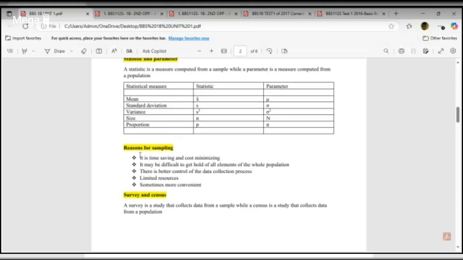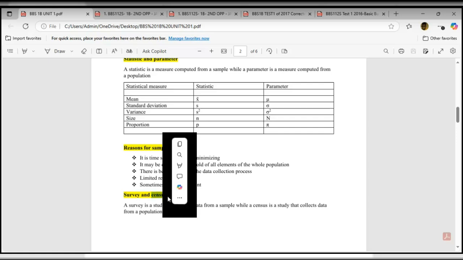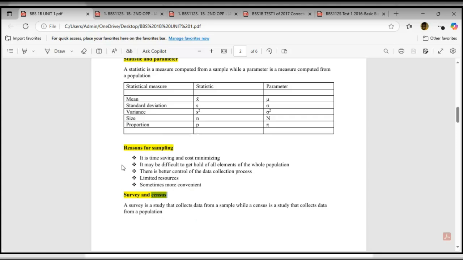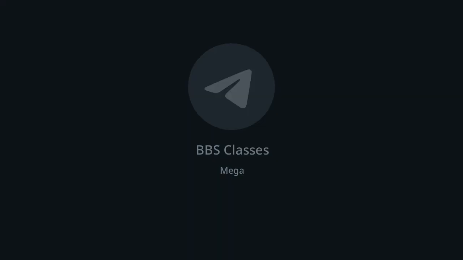So when they ask you what the reasons for sampling are, this is what you give. Moving on, the difference between a survey and a census. A survey is simply collecting data from a sample. But a census is collecting data from the whole population. When data is collected from a population, that is what we call a census.